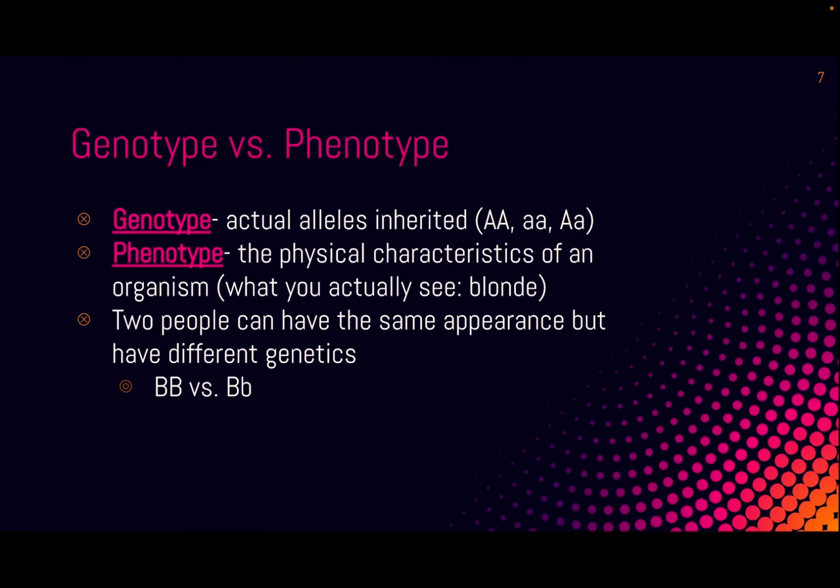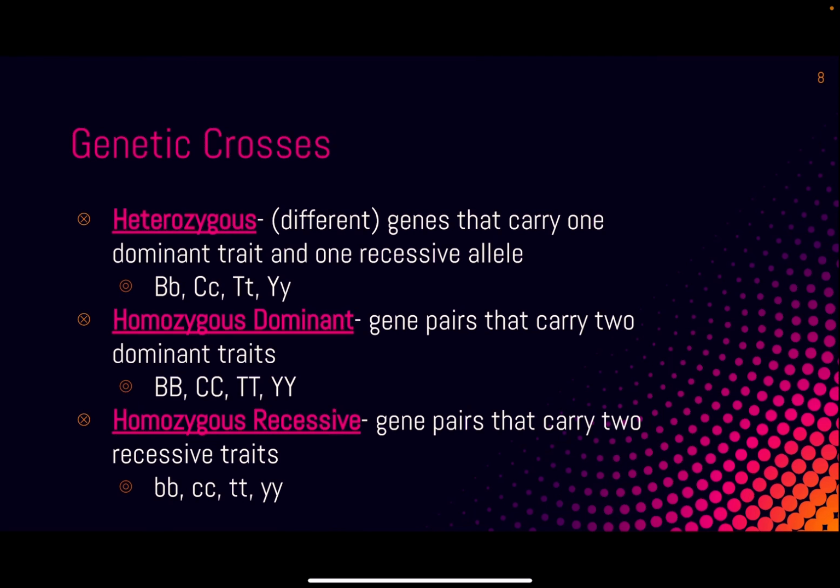Two people can have the same appearance, but have different genetics. So two people can have the same phenotype, but actually have a different genotype. And we're going to talk about what this is in a second. But for example, this would be like if you had the trait for big B versus someone else having big B, little b. So what does that even mean? So we have three different words that we use when we talk about genetic crosses. Genetic crosses are how your traits line up.